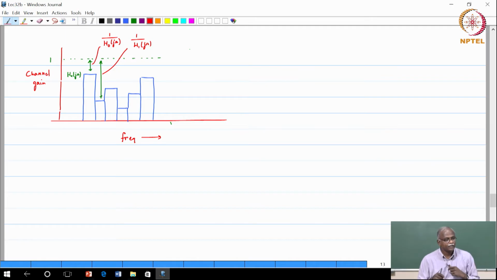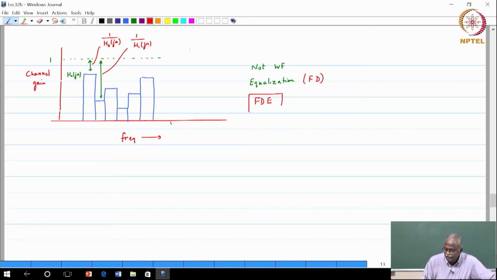Now, is this water filling? I would say yes and no. No, this is not power. So what am I doing here? I am equalizing, I am balancing the channel gain. It looks like water filling, but don't mistake it for water filling. This is not water filling. It is actually equalization. You probably have always thought of equalization in terms of time domain, but this is frequency domain equalization, called FDE.